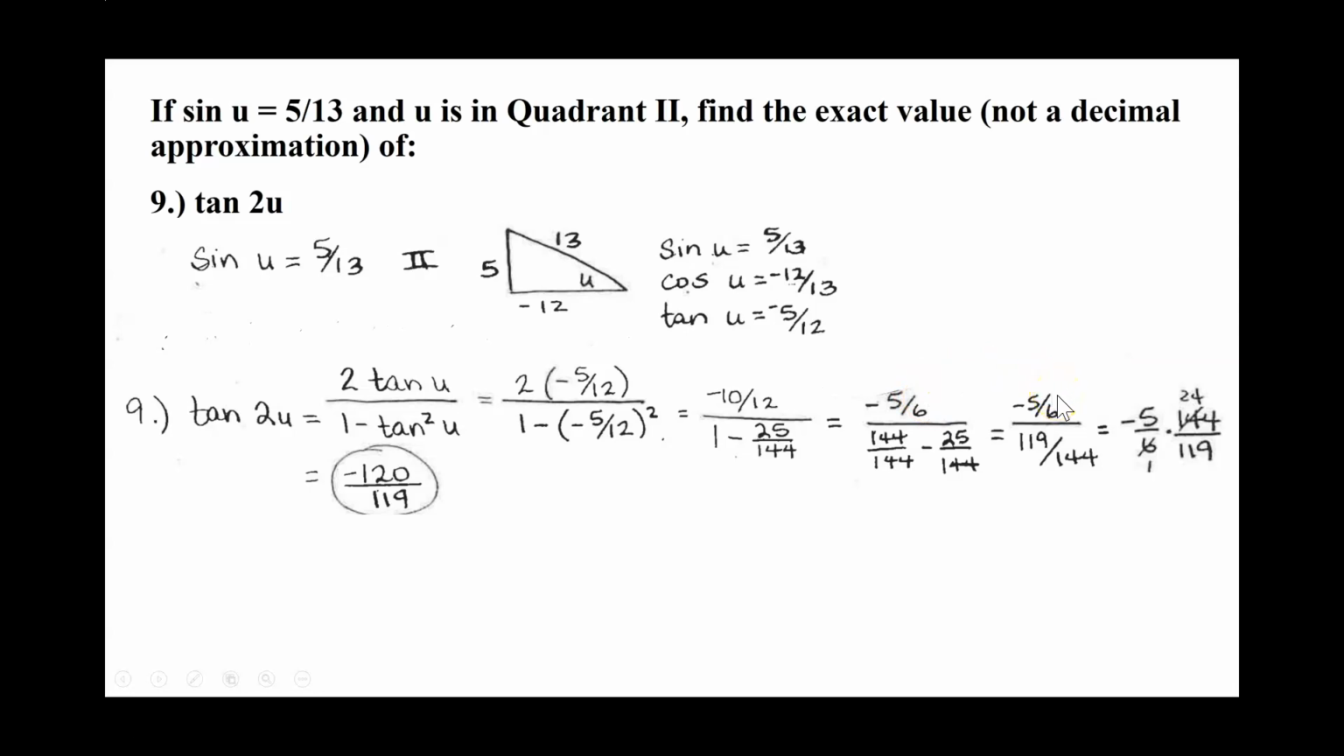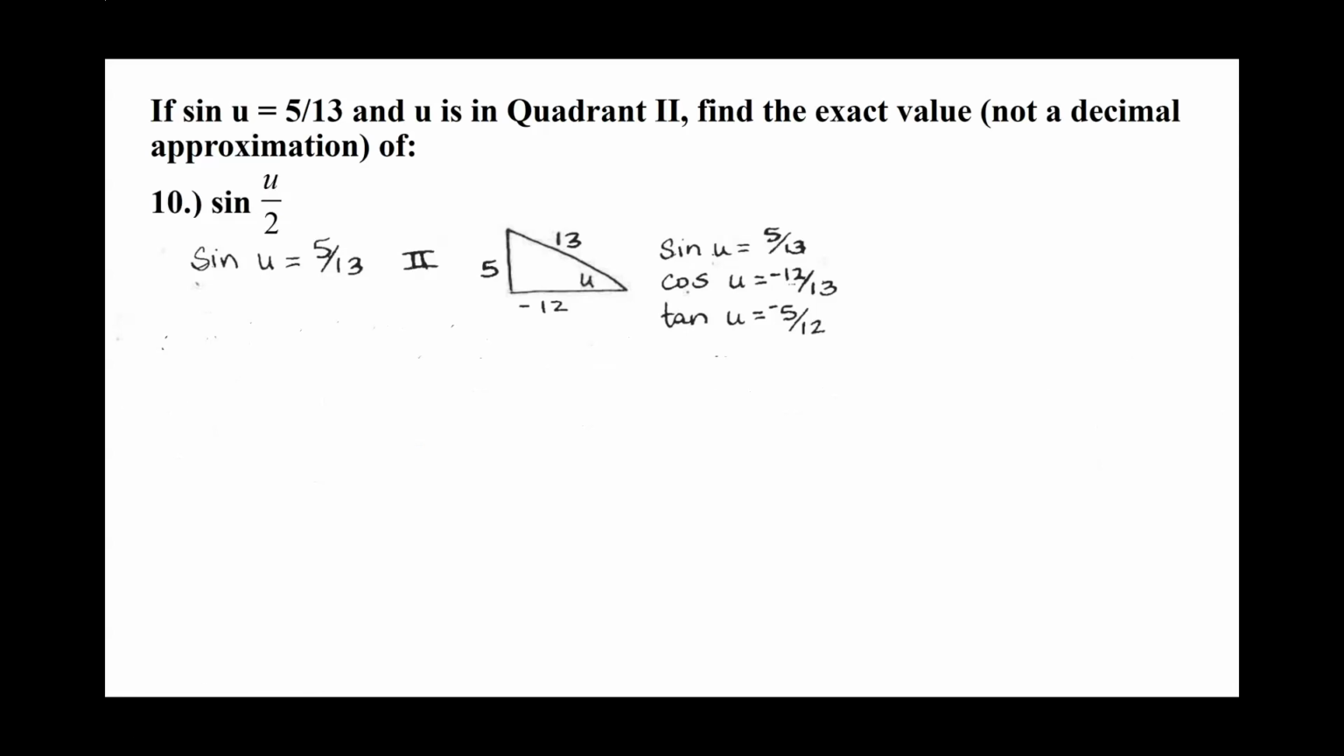All right, so when you're dividing fractions, remember you're going to do stay, change, flip. So the negative 5/6 stays the same, the division changes to multiplication, and this 119 over 144 flipped. All right, so I'm going to do any simplifying that I can. So the 6 goes into 144 24 times. So now I have negative 5 times 24, which is negative 120. And down in the bottom, 1 times 119 would be 119.